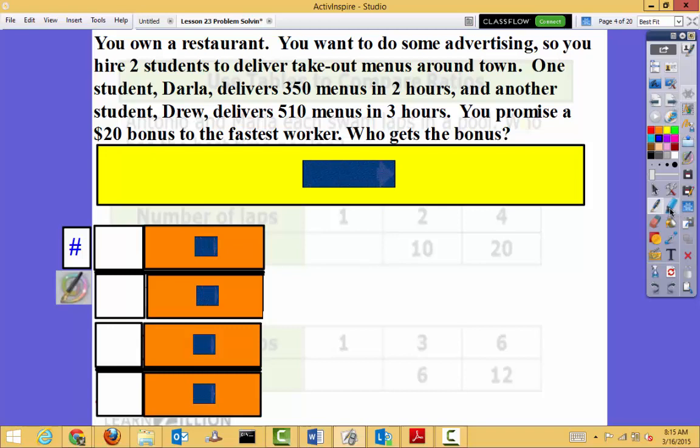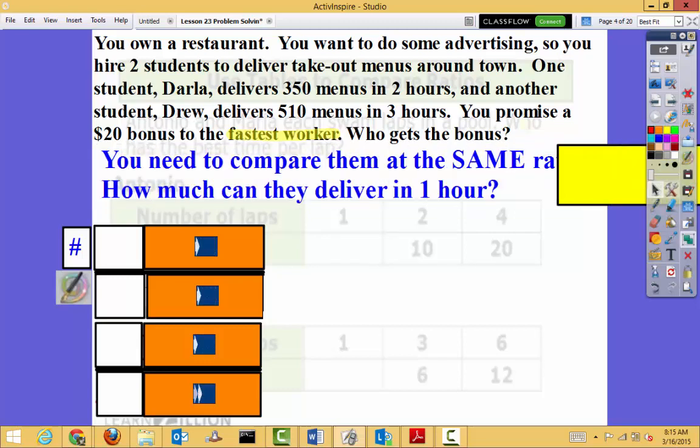Notice it's not the worker who works the longest, it's the fastest. So who is delivering more per hour? If it was just the longest worker, that'd be easy for Darla or easy for Drew. They could just pass out 2 flyers and then wait till the end of the day, wait 8 hours. But we're looking for the person who delivers the most per hour. So I need to compare them at the same rate. How much do they deliver in 1 hour?